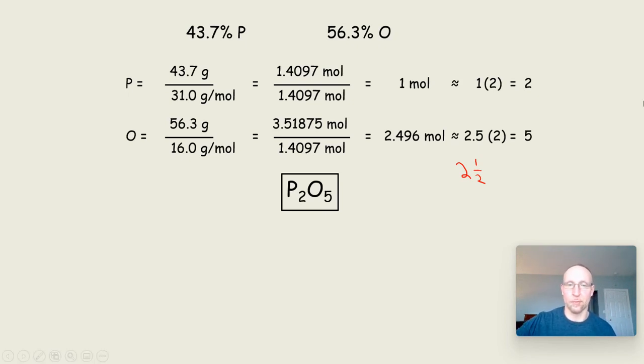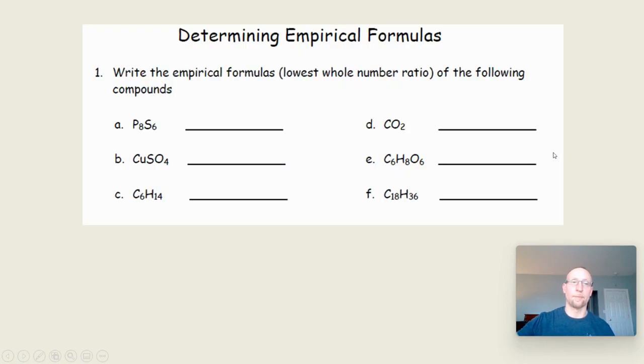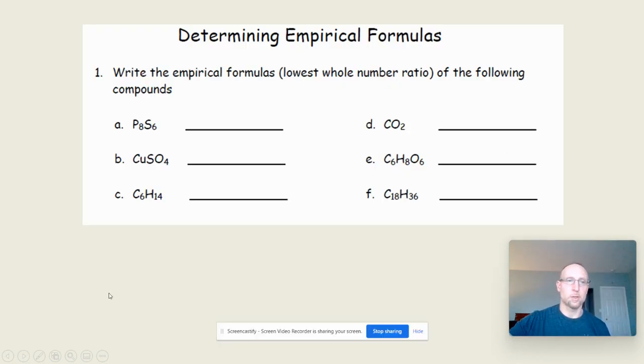Not too difficult. So now let's go to the worksheet on the following page. Let's turn to page 6. You have this top part where you determine the empirical formulas. So let's just do the top part here. Question 1, numbers A through F. Pause the video, do A through F, unpause it, and we'll go over it, and then we'll try the bottom part out.